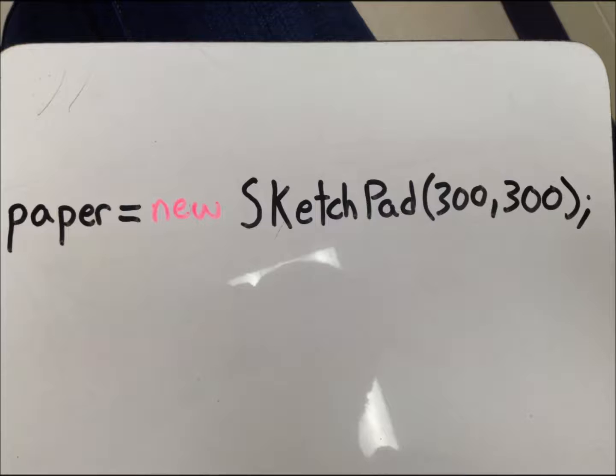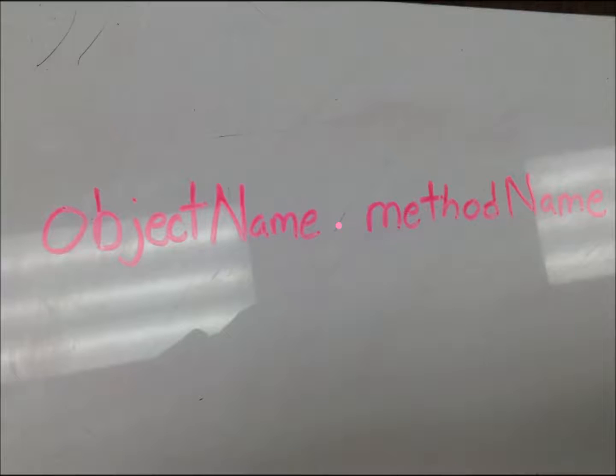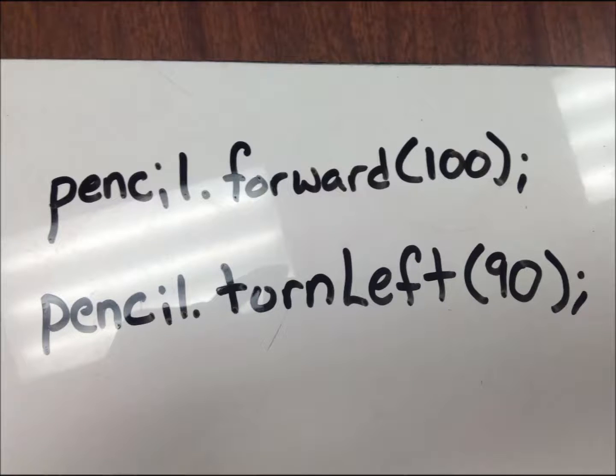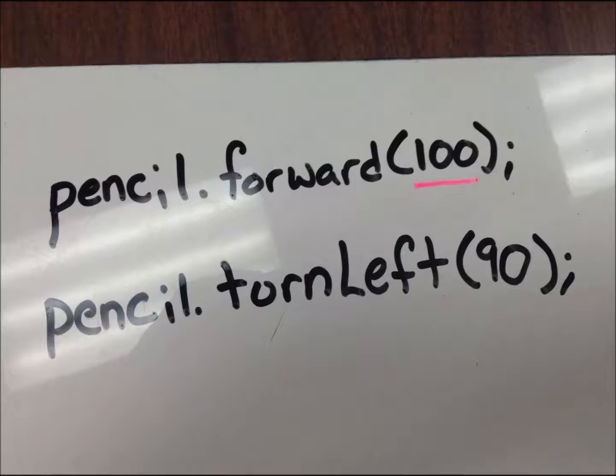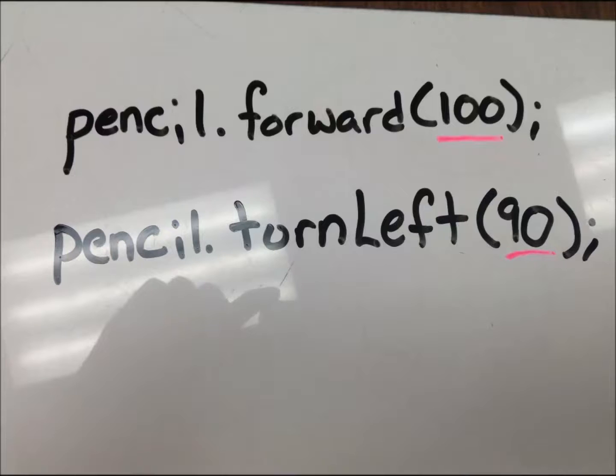The syntax for sending a message to an object is object name, period, method name. Object name is the name of the declared object. Method name is the name of the method of the object that you wish to use. Arguments is a sequence of 0 or more values passed to the method. In the draw square example, the pencil object is sent a sequence of messages: forward with an argument of 100, and turn left with an argument of 90.